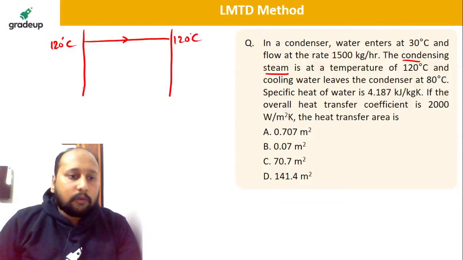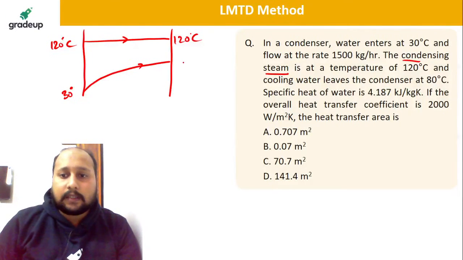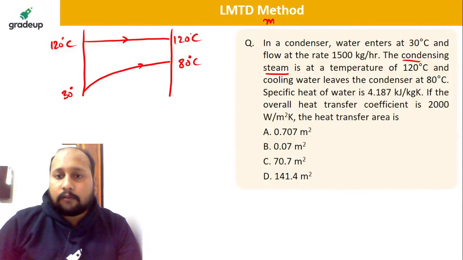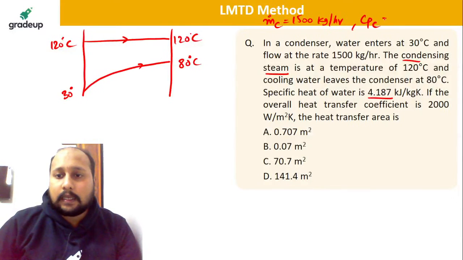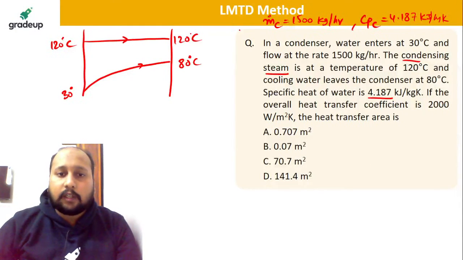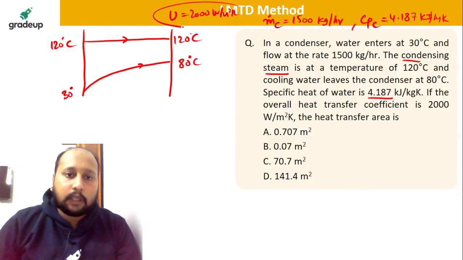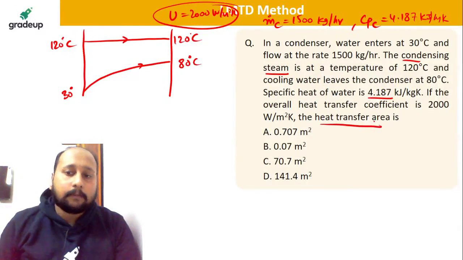Cooling water enters at 30 degrees Celsius and leaves at 80 degrees Celsius. Mass flow rate of water, that means cold fluid, is equal to 1500 kg per hour. Specific heat of water, that means Cpc, is equal to 4.187 kilojoule per kg Kelvin. Overall heat transfer coefficient U value is given as 2000 watt per meter square Kelvin. You have to calculate the area.